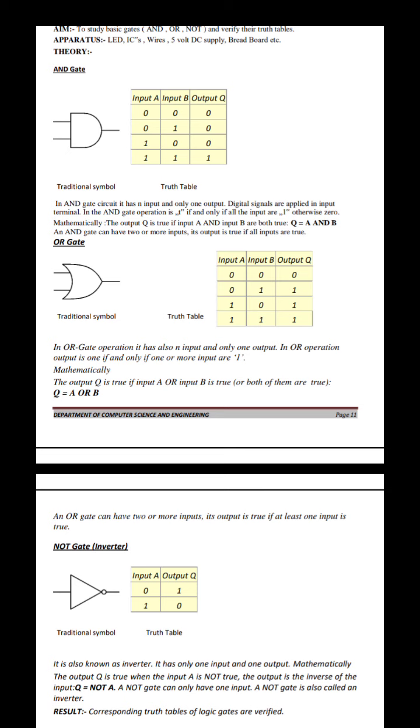That IC also has 14 pins. Two pins are used to provide the power supply, the 7th and 14th pins. 7 is the ground terminal, 14 is the VCC terminal. The remaining 12 pins are available. Here 1 and 2 are input pins, and 3 is an output pin, and 4, 5 are input pins, 6 is an output pin, and 13, 12 are input pins, 11 is an output pin, and 10, 9 are input pins, 8 is an output pin. So totally 4 NAND gates are constructed within a single IC 7400.